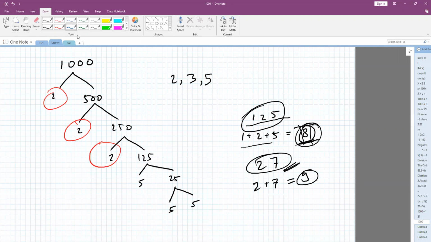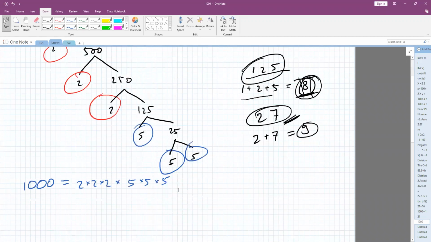And then how many 5's? 3. Okay, so in this case, I can write down the prime factorization for 1000 equals 2 times 2 times 2. See, because you have 3. And then you multiply by 5 times 5 times 5. See, we have 3 5s here also, right? Okay. So you could write it like this: 2 to the power of 3 times 5 to the power of 3. That's correct.